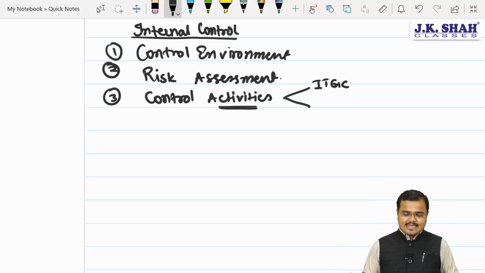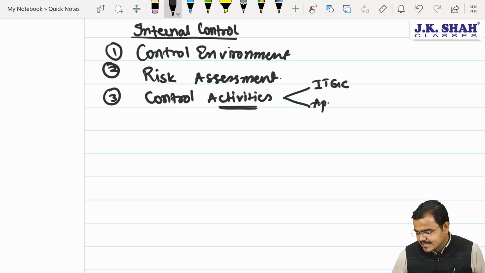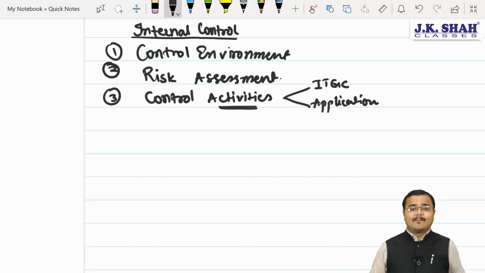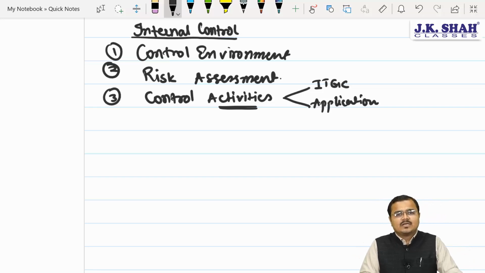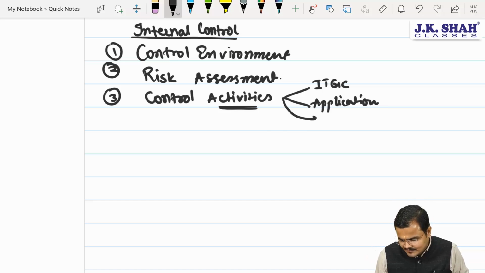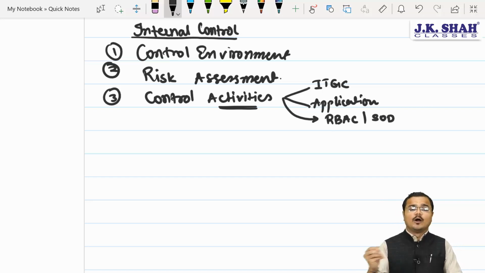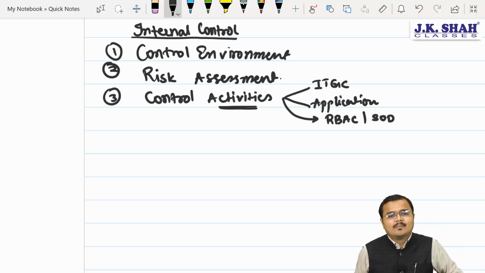And second one, chartered, it covers what? Sir, application controls also. We need to make sure that our application must produce the exact and accurate result. Along with that, sir, some controls like role-based access control as well as segregation of duties cannot be avoided, chartered. Are you getting my point of view?